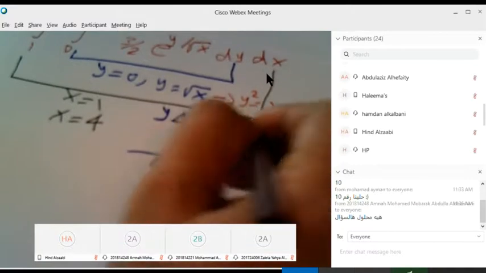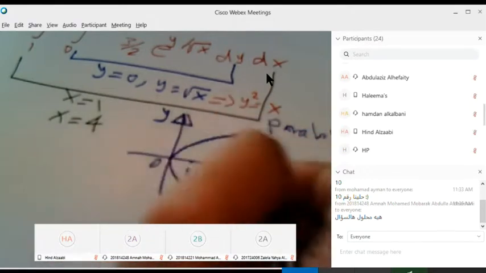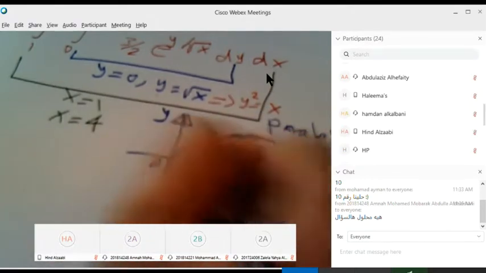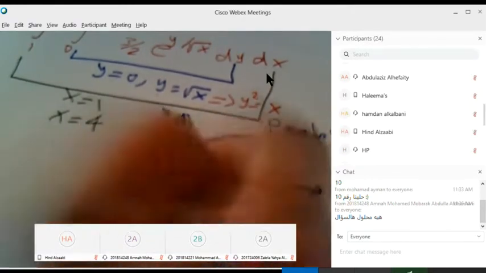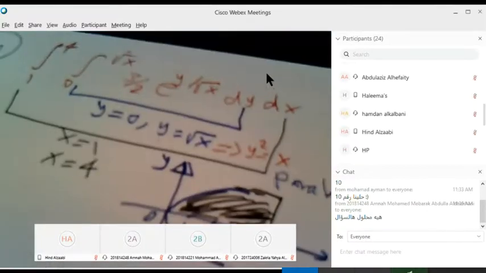I have the parabola open to the right because I have positive root square x, so I should have the upper area of the parabola. If I have negative root square x, I will take the down one. Okay, now I sketch my region.